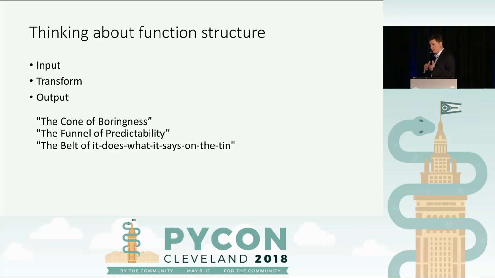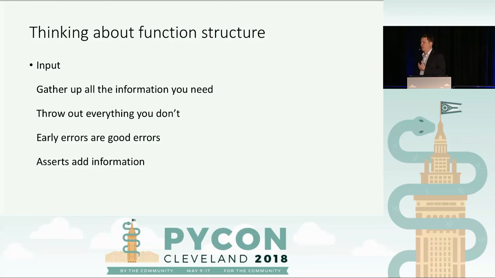On Twitter, I tried to brainstorm some catchy names for this concept. I was not successful. But really, a function should be unexciting. Your job in a code review is to surprise no one and go on and get your job done. So the cone of boringness, the funnel of predictability. Let me know if any of these names catch on.